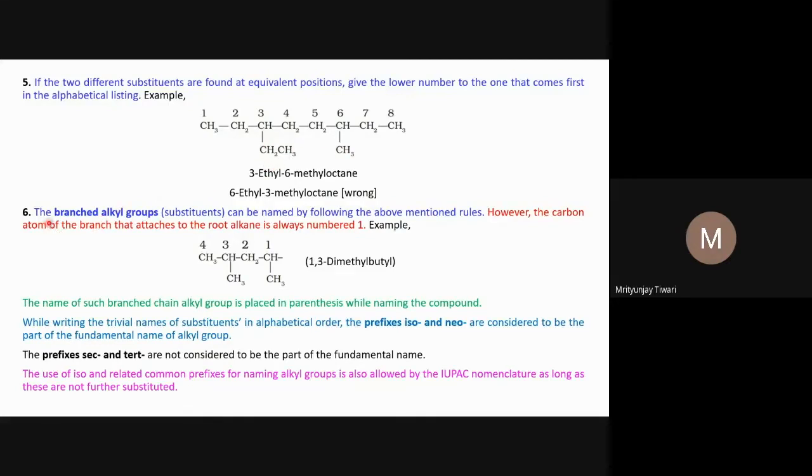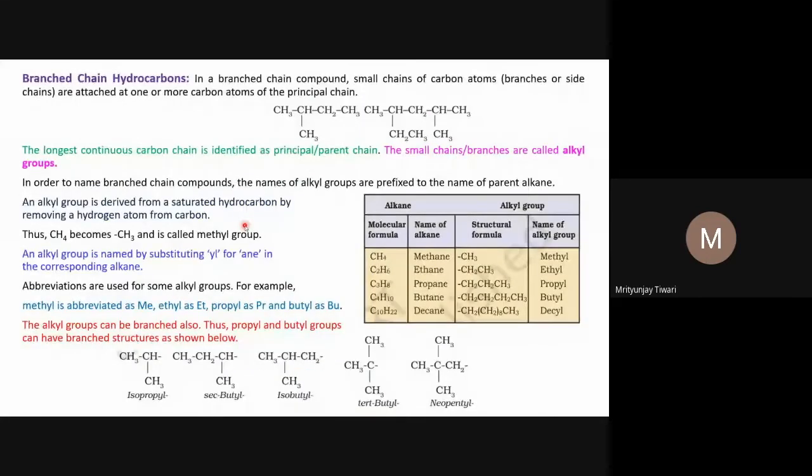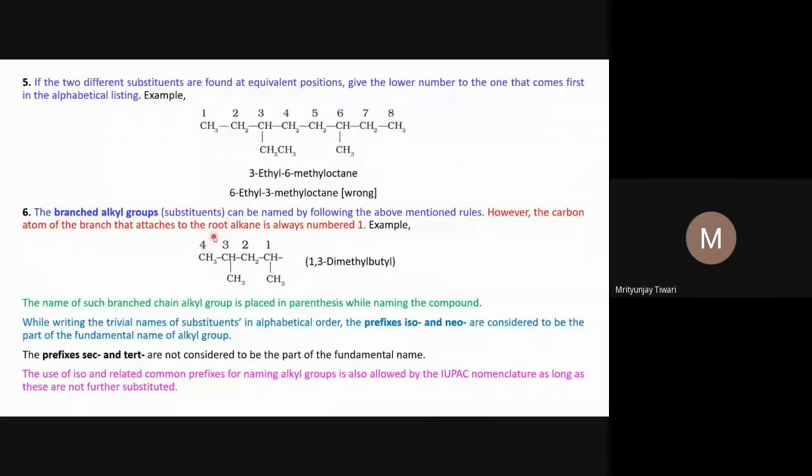Now the rule number 6, the branched alkyl groups. This is for the branched alkyl groups. Here also I have said the same thing. These are branched alkyl groups. There is one branch here. Though this was part of the branch, this is also branched. This is also a branched alkyl group because we see the branching. This rule is for the branched alkyl groups, and how one can also name them according to the rules that we follow. These branched alkyl groups or substituents can be named by following the above mentioned rule.